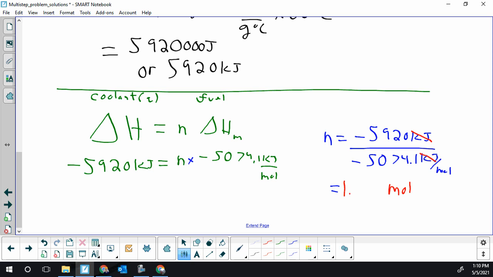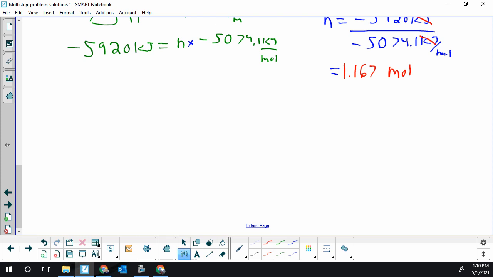Which is 1.167 moles. I know I have some extra digits, but we're not at the answer, so I'm not rounding down yet. Okay. Last, we've completed all the thermodynamics. Now it's just figuring out what mass that is.